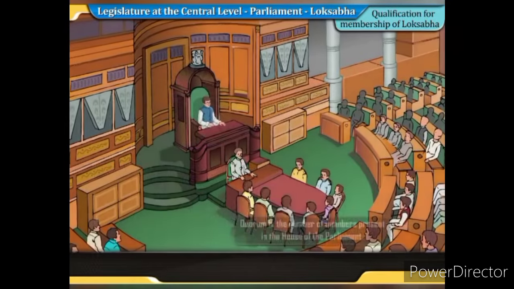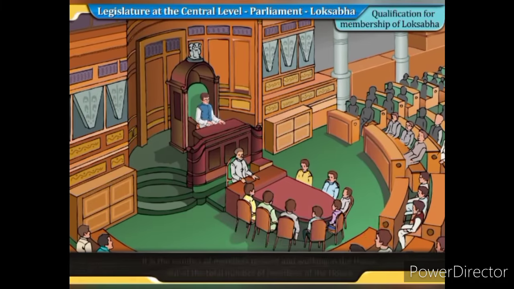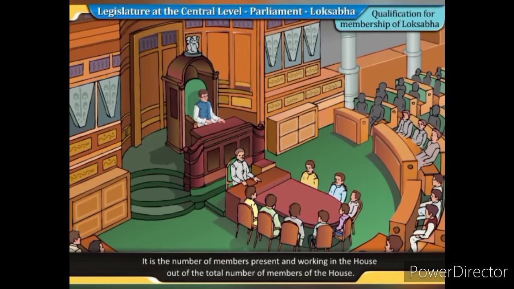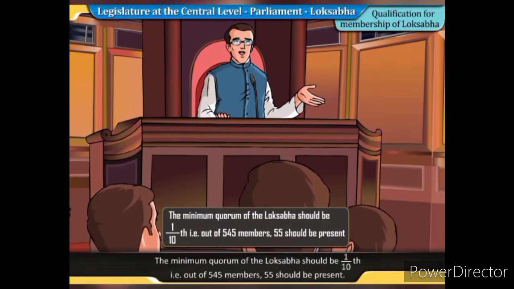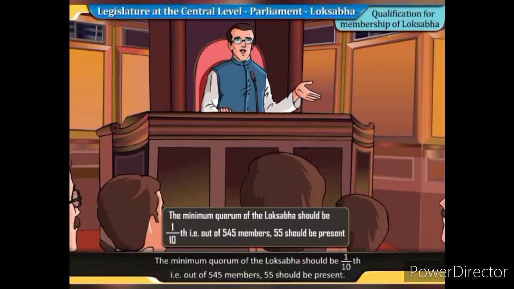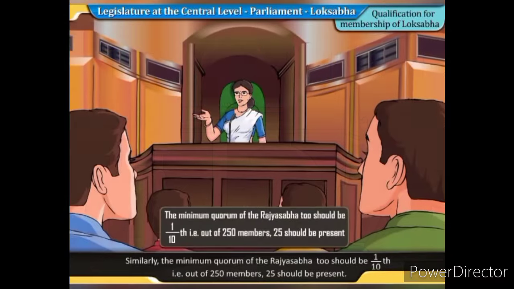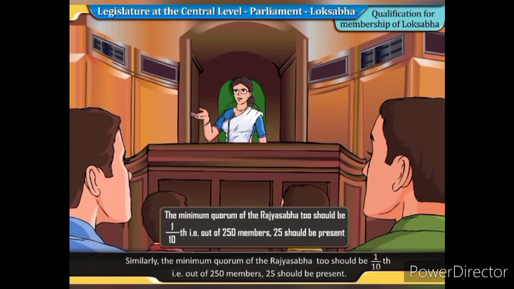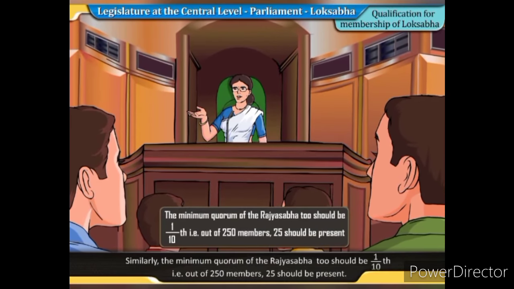Quorum. Quorum is the number of members present in the House of the Parliament. It is the number of members present and working in the House out of the total number of members of the House. The minimum quorum of the Lok Sabha should be 1/10, that is, out of 545 members, 55 should be present. Similarly, the minimum quorum of the Rajya Sabha too should be 1/10, that is, out of 250 members, 25 should be present.